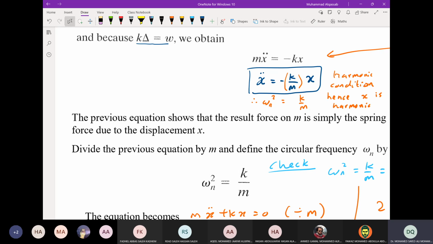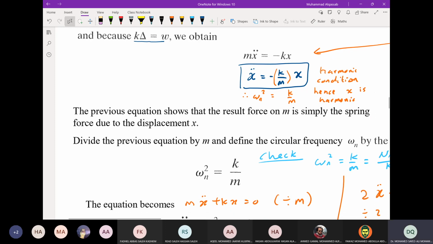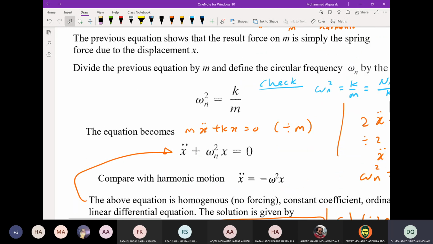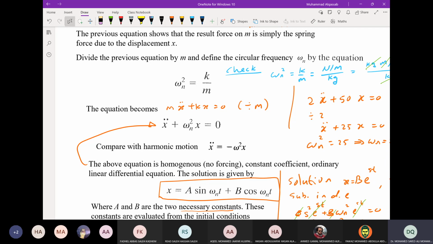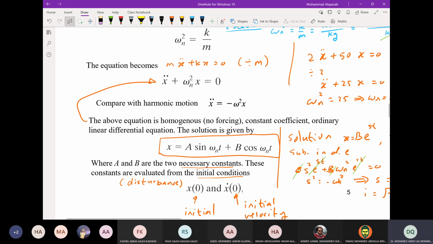The n is a subscript, which means omega n is the name of the frequency. By checking the units, omega n squared is 1 over second squared, or radian squared per second squared, so it has the unit of frequency. Rearranging the equation this way, x double dot plus omega n squared x equal to 0. This equation is a second order ordinary differential equation with constant coefficients and is homogeneous.